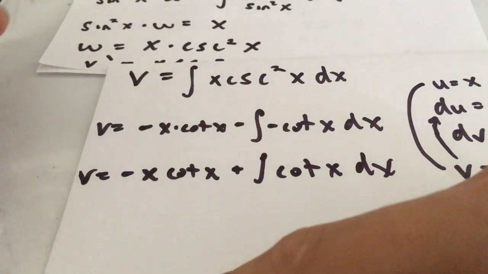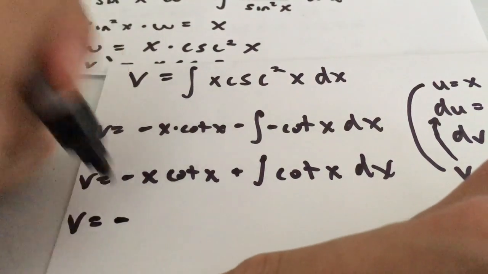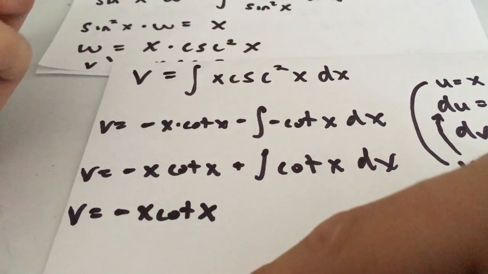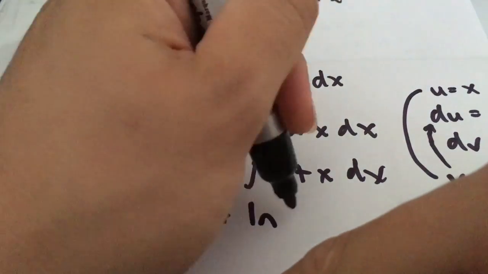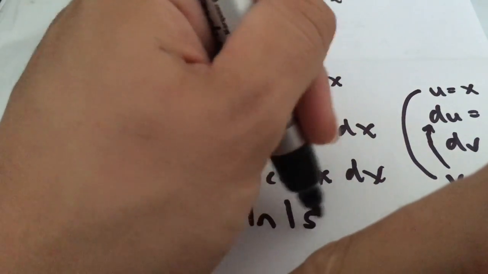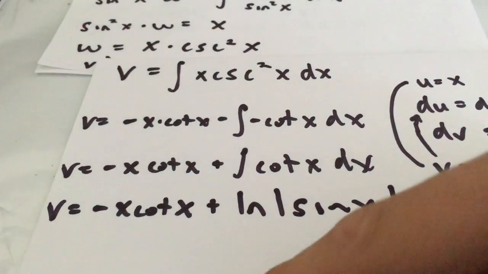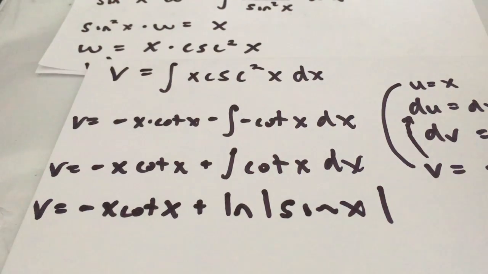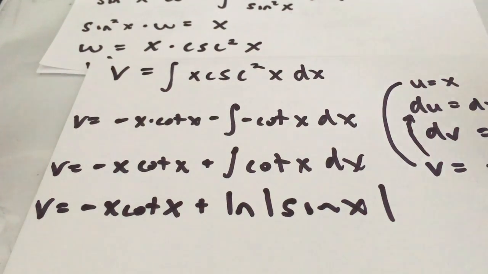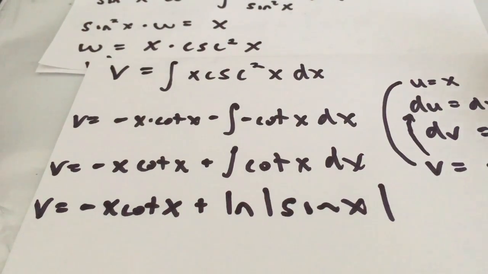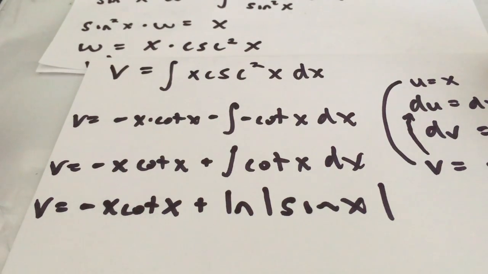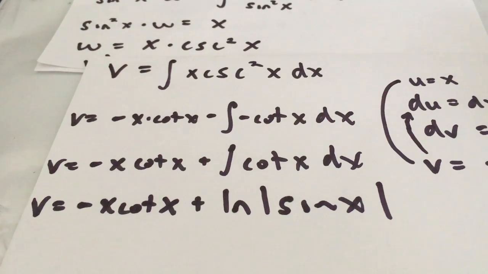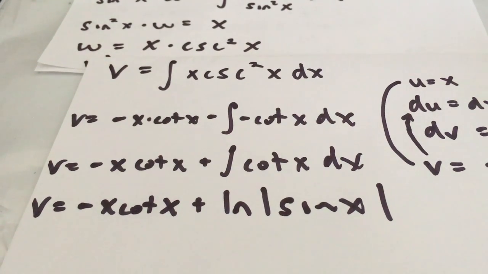And v can equal negative x cotangent x, and we could say it's plus the natural log of sine of x. You could say it's minus the natural log of cosecant x. It really doesn't matter if you just distribute the negative power into the cosecant, it becomes sine, and vice versa. So either way, it really doesn't matter.